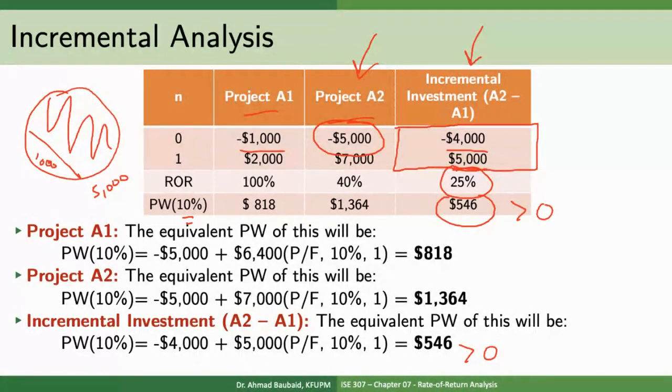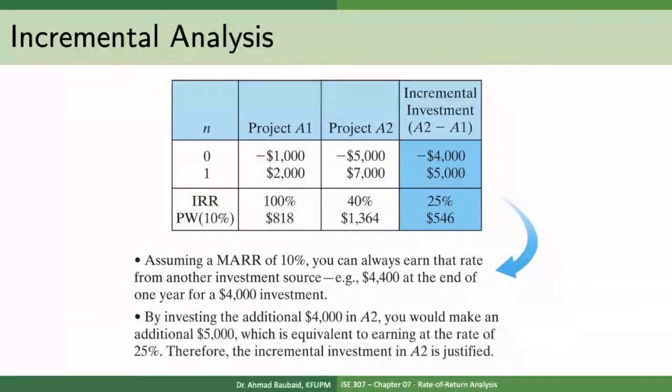This is why we need and how we do incremental analysis. And so maybe here in this table, I have sort of the same values, but here everything is written in words. So assuming a MAR of 10%, you can always, of course, earn interest at the MAR by keeping the money in the investment pool. And so you're asking the question, is investing an additional $4,000 in A2, that will give me an additional $5,000, worth it? Right? And then based on the example, we've seen that it is worth it. And so I will accept this additional investment. And therefore, I will go for the costlier option, which is A2.